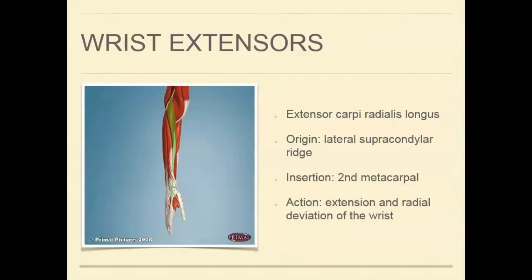Working together with extensor carpi radialis brevis, longus works to extend and radially deviate the wrist. Its origin is not the common extensor origin, as it starts at the lateral supracondylar ridge of the humerus above the common extensor origin. It inserts into the second metacarpal. The origin of this muscle is important when we come to deep transverse frictions around the elbow, as the angle that you will friction it is a different angle than those that originate at the common extensor origin.